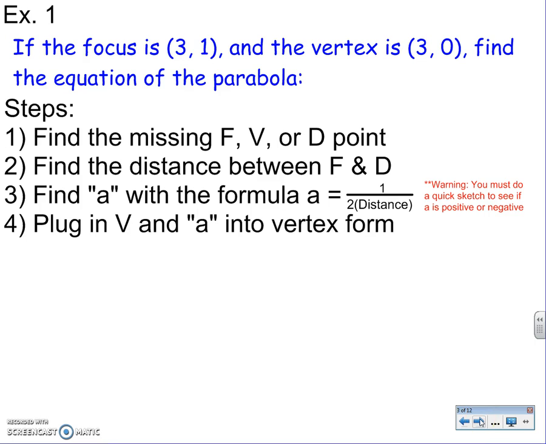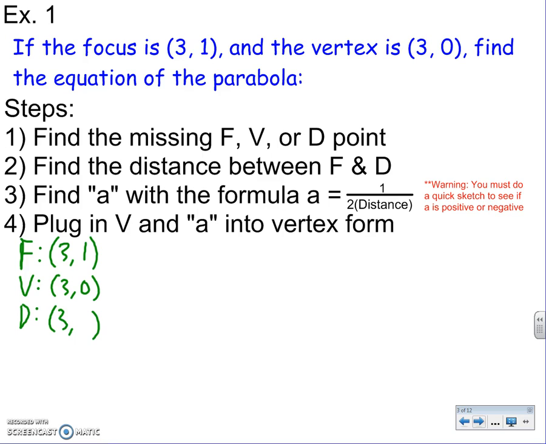So I wrote the steps right here. First is find the missing F, V, or D point. I always am organized, so I'm going to write F first, then V, then D. And remember, F is 3, 1. V is 3, 0. D, although the directrix is a line, we need a point that's on the same x. So we need 3, something.